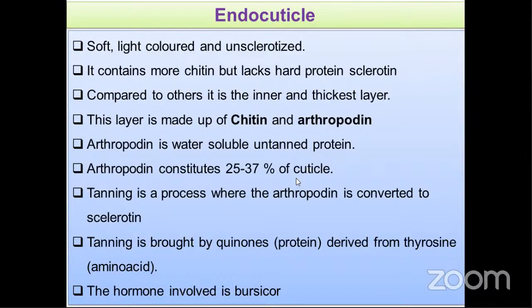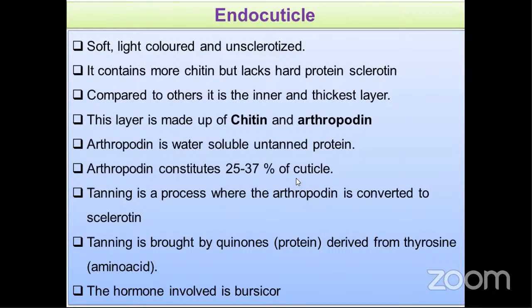The endocuticle is unsclerotized, quite opposite to the exocuticle. The exocuticle is hard, darkly pigmented and sclerotized, but the endocuticle is quite different. It also consists of more chitin. In the ICR examination, they will ask this type of bit: more chitin is present in which cuticle? The endocuticle. An abundant quantity of chitin is there, but it lacks the hard protein, sclerotin. That's why it is soft and light colored. If sclerotin is present, then this cuticle will become hard and dark colored.